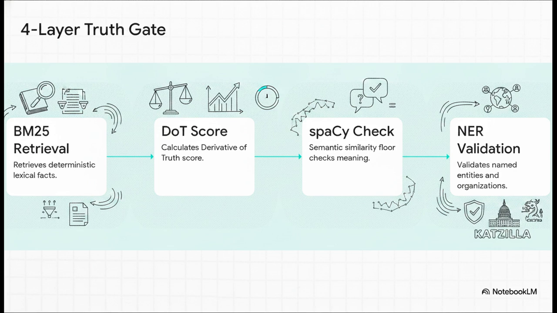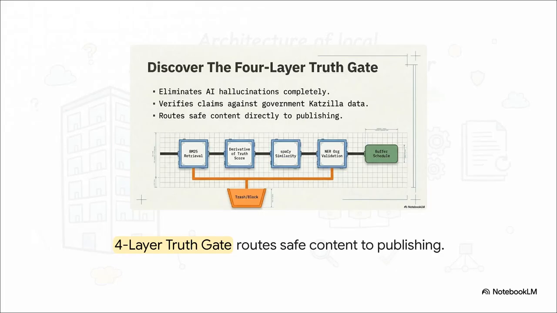It even integrates with U.S. government's Conzilla data to ensure absolute factual integrity for external claims. It's incredibly thorough. You can see the routing logic play out perfectly here. Any unsupported claims are aggressively pushed down into a trash or block buffer before anything ever has the chance to touch your live feed or scheduling queue. Basically, only sentences that manage to survive all 4 layers of this intense scrutiny are cleared for publishing.